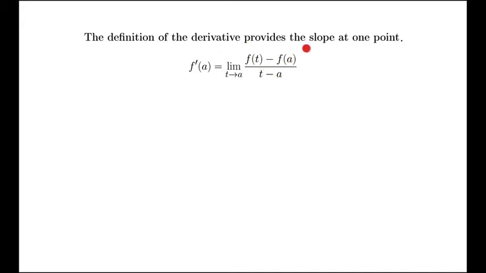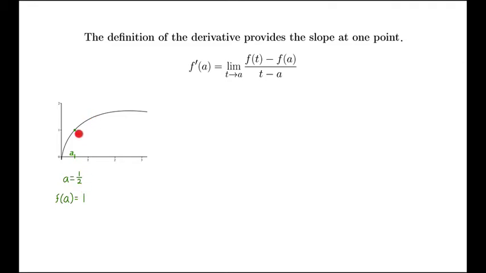To see how that's going to help us get the slope at one point on the graph of a function, let's start with a picture. Here I've drawn the graph of a function. I'm not going to tell you the formula for this function. I'll just tell you the function values as we need them. I've picked a particular point a here. The point I picked was a equals a half, and the corresponding function value is 1.